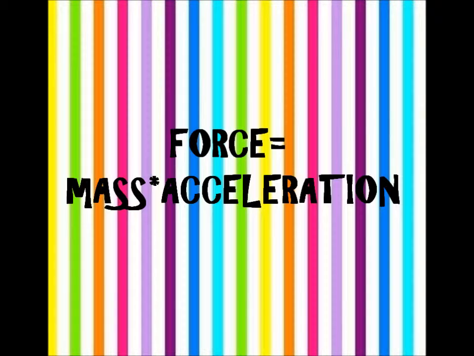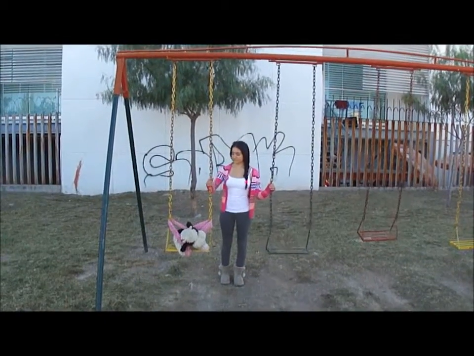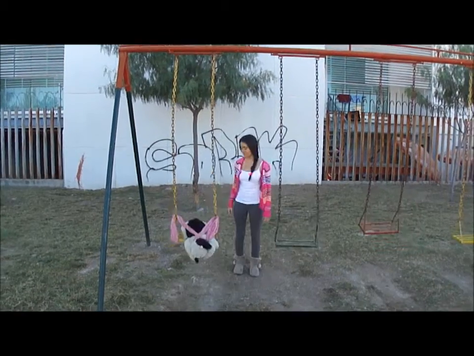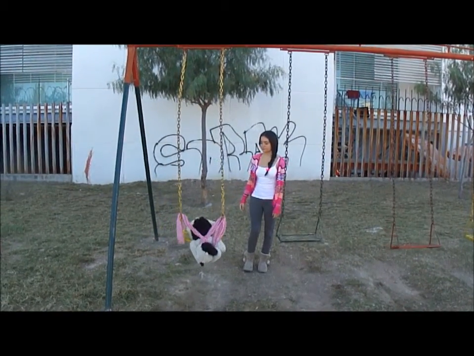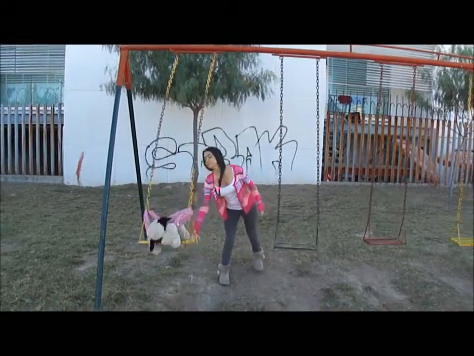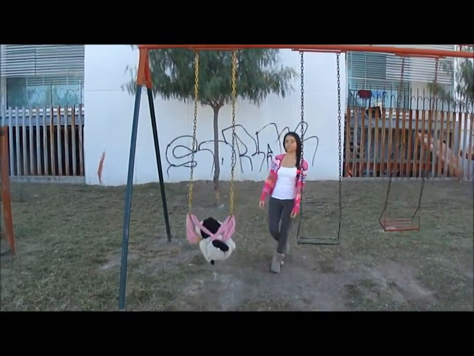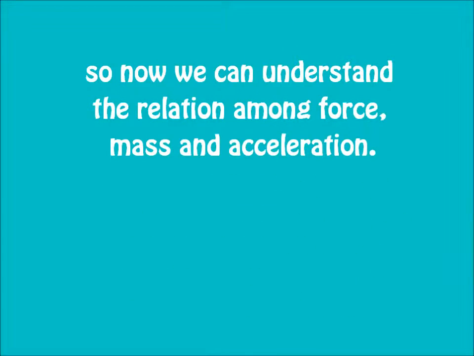Let's look at the mathematical formula of the second law again. It's the product of mass and acceleration. We already learned that if there is more mass in the object to move, we need more force. Let's see this little teddy bear on the swing. If we apply a little force, then it goes a small distance. Now, if we apply more force, it goes very high. So to get more acceleration, we need to apply higher force. So now we can understand the relation among force, mass, and acceleration.